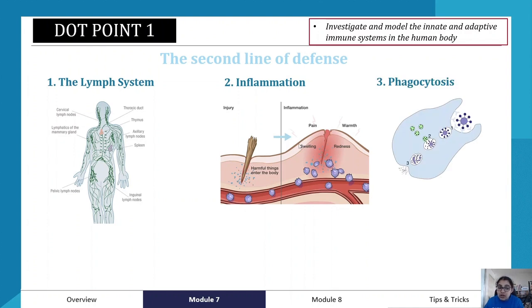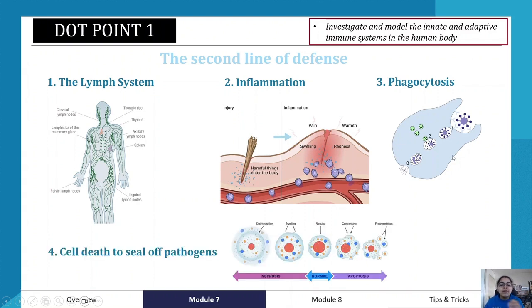Phagocytosis is also another example. This is where specific cells see a bacteria and engulf the bacteria, and then using lysosomes they dissolve and kill the bacteria and then secrete it out. That's phagocytosis. Finally, cell death to seal off pathogens.